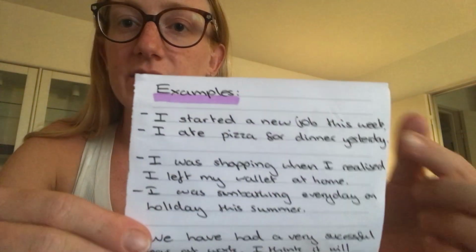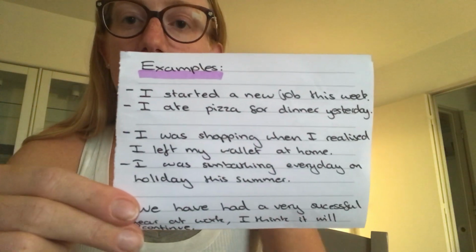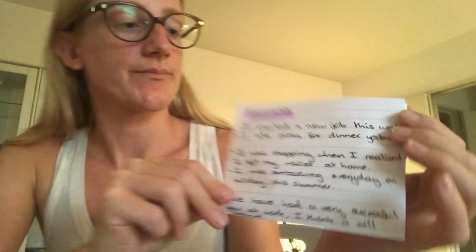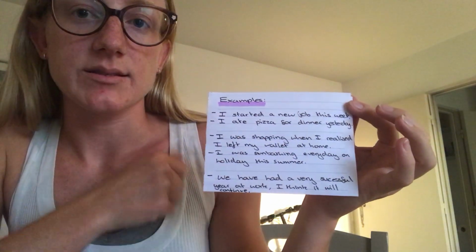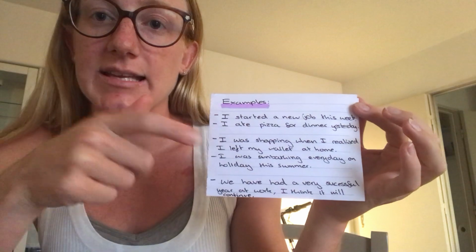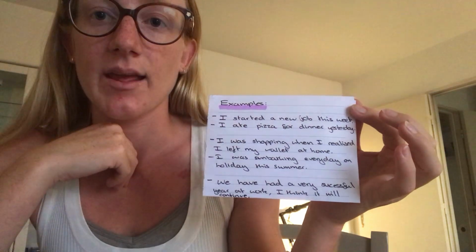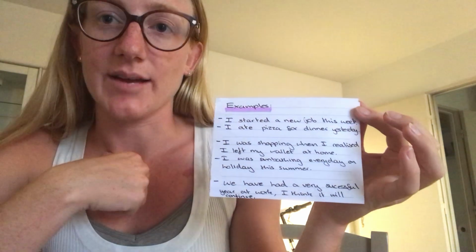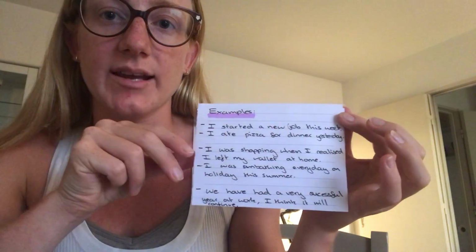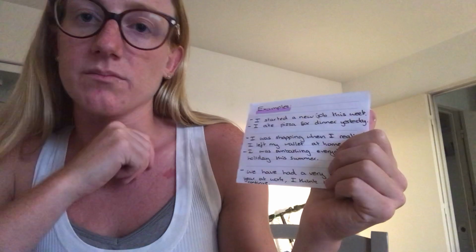We've got an irregular and regular verb in the past simple. I started a new job this week and I ate pizza for dinner yesterday. Regular verbs take ed, like started, and irregular verbs we just have to learn. Eat, ate, and always with a time phrase. This week, yesterday.